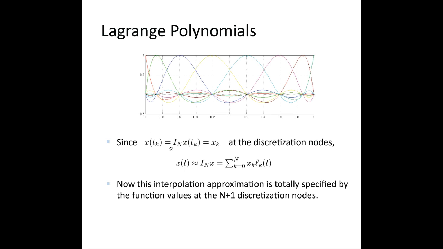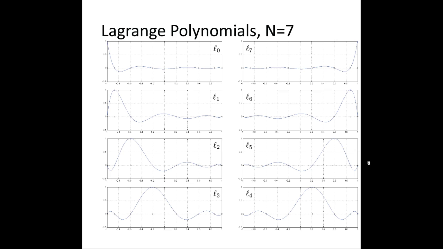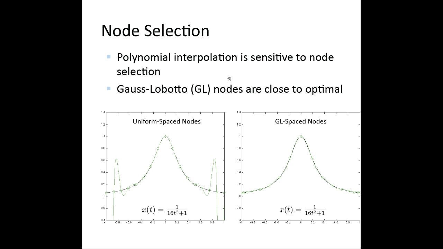Because x of tk is the interpolating polynomial of x evaluated at tk, which is xk at the discretization nodes, we can say that x of t can be approximated by this truncated polynomial series where xk are the coefficient values. This interpolation approximation is totally specified by the function values at the n plus 1 discretization nodes. So here are Lagrange polynomials up to order 7.